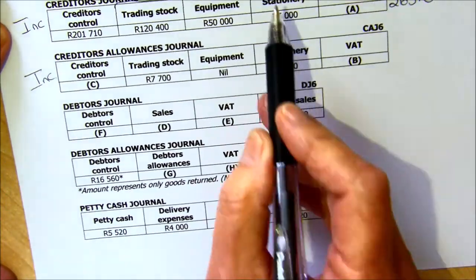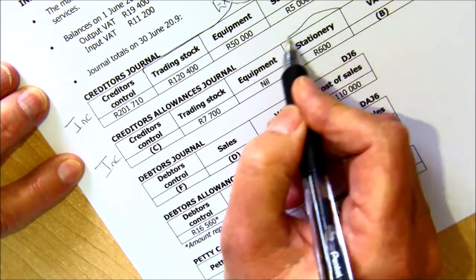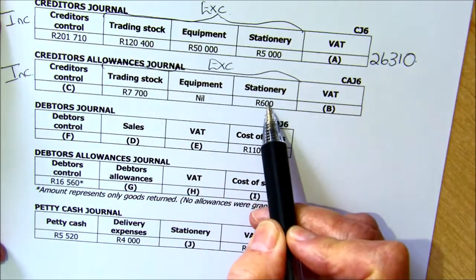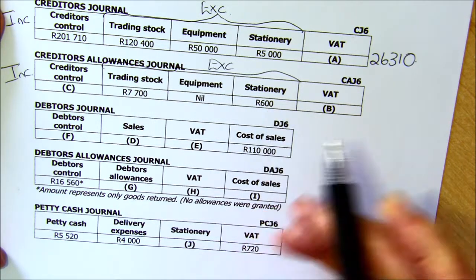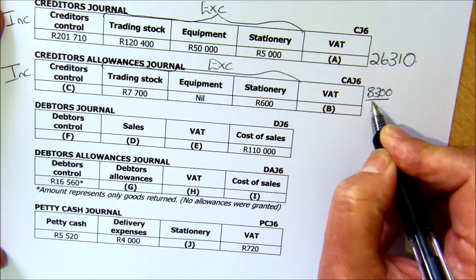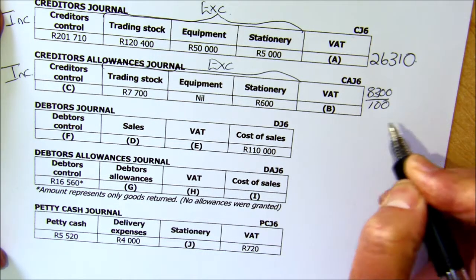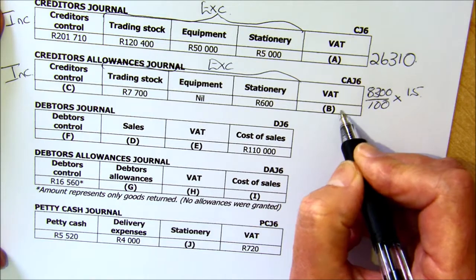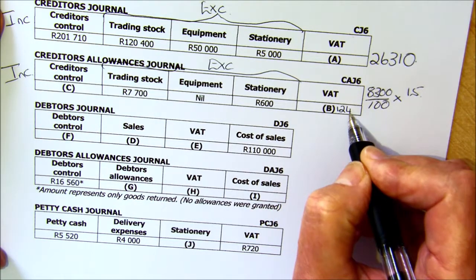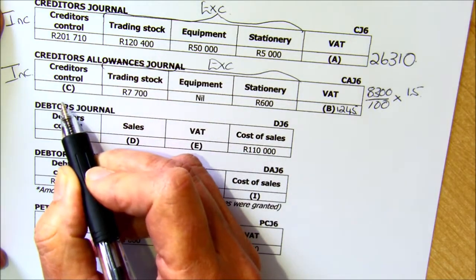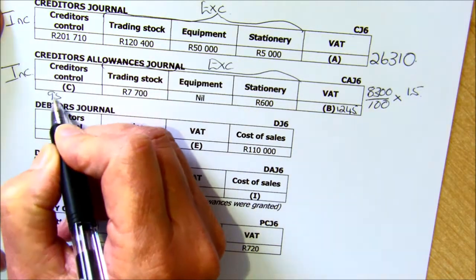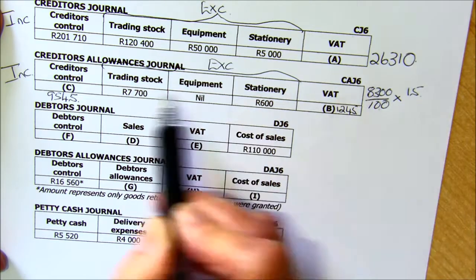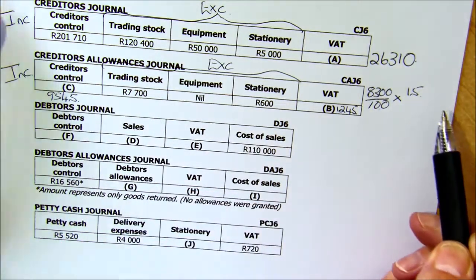Alright, again, following the same principle as before, these ones over here would be the exclusive amount. So your trading stock of 7,700, your stationery of 600, 8,300 would be the exclusive amount. So 8,300 divided by 100, because it's the exclusive amount. Remember my previous video clip. And you can find the 15% to get your VAT figure, which would be 1245. And then you can just add up and you can get your creditors control figure of 9545. Or you could have used this calculation times by 115 and got C first and then found V.